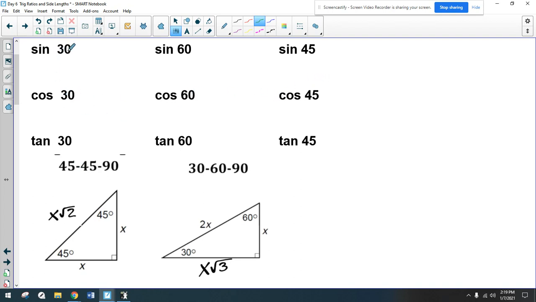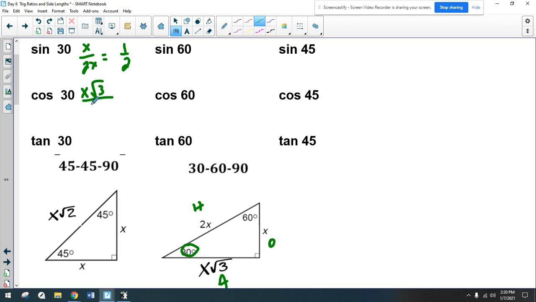So if we're talking about 30, sine of 30, that would make this theta. So here's my hypotenuse, here's my adjacent, and here's my opposite. So if I did sine of 30, I've got to do opposite over hypotenuse. So I would have x over 2x, and the x's would cancel out. You just have a half.